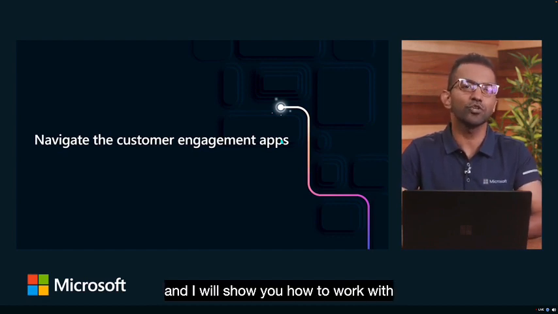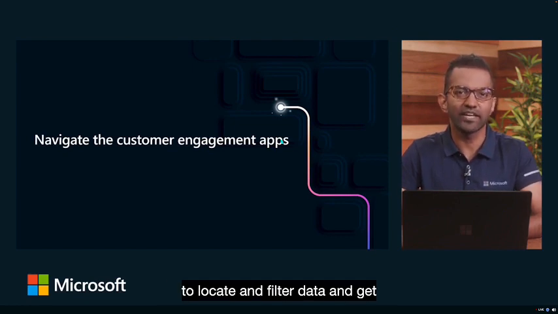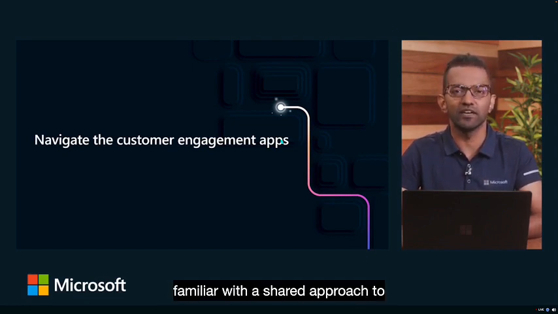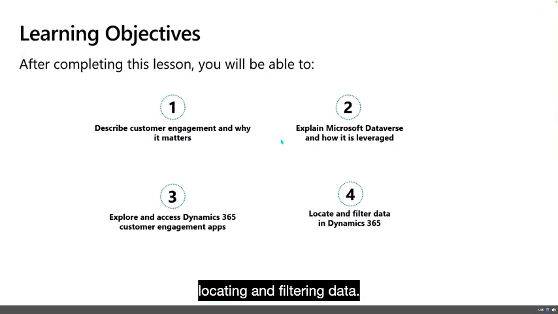And in later lessons, we will observe how customers and activities are common across the customer engagement apps, and I will show you how to work with customers and activities, learn how to locate and filter data, and get familiar with the shared approach to locating and filtering data. Then I will describe the different reporting options in Dynamics 365, and finally, review the options for integrating other Microsoft products like Microsoft Word, Excel, SharePoint, Teams, and Power Apps with Dynamics 365 customer engagement apps.